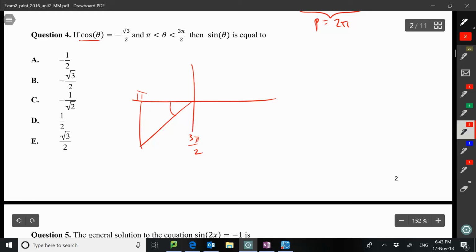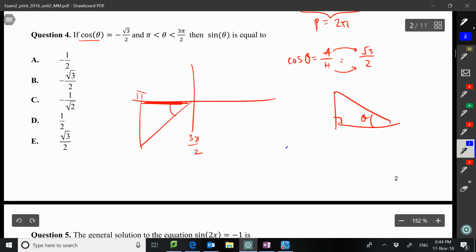Negative root 3 on 2. Cos is, obviously, the x-axis. But remember, cos theta is also adjacent over hypotenuse. So if you said that it's equal to negative root 3 on 2, well, technically you can ignore the negative, by the way, because we're looking at values, then the adjacent is root 3 and the hypotenuse is 2. So if I drew out my right angle triangle, and let's say this is theta, then what I'm saying is the adjacent is root 3, hypotenuse is 2.